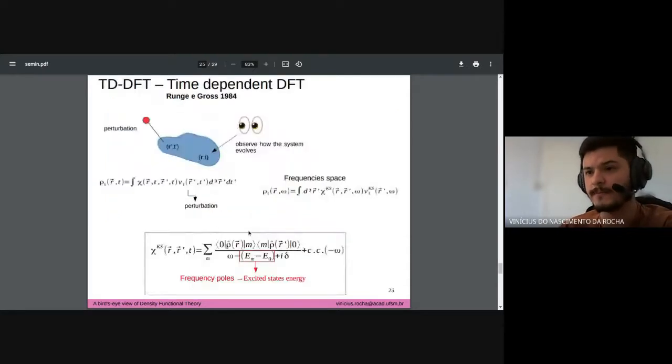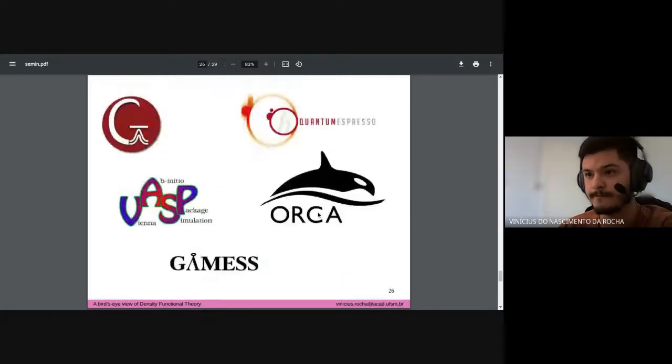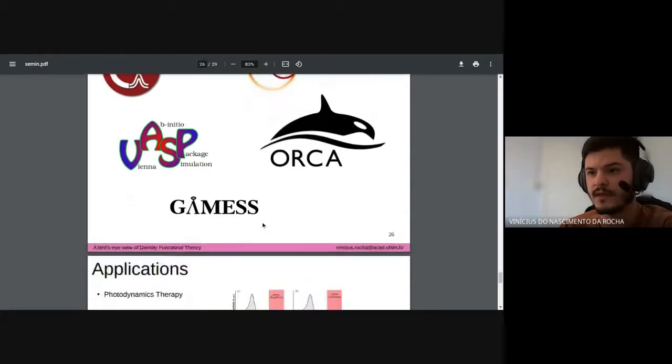So just to be clear, DFT is a theory for ground state only. To study excited states, we must use its time-dependent extension. And using linear response theory, we are able to obtain the excitation energies and their vibration frequencies. There are several types of codes that implement DFT and its extensions. Quantum Espresso and Orca are open source codes. In my master's, I used Gaussian 09 most of the time.